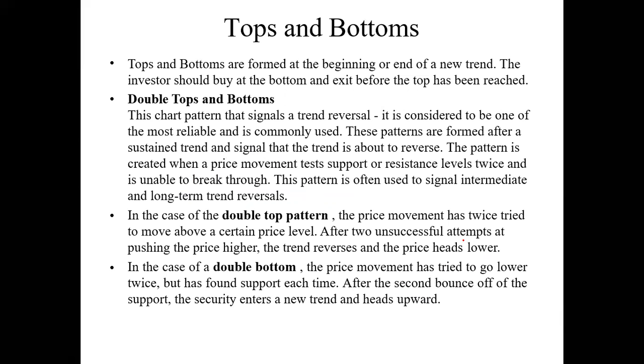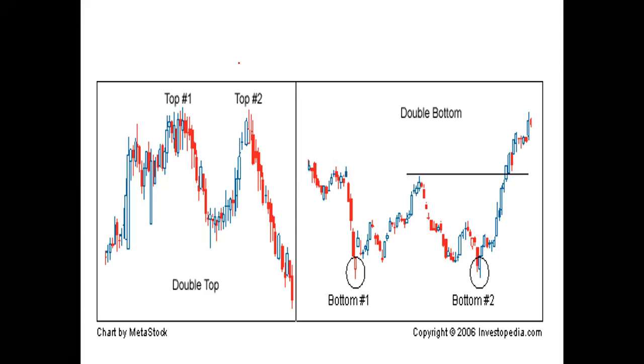Next come the tops and bottoms. Tops and bottoms are formed at the beginning or end of a new trend. Investors should buy at the bottom and exit before the top has been reached. And we have double tops and bottoms also. We can see it here. In the double top, we have top 1 and top 2, and two tops. When it comes to the double bottom, we have two bottoms here. So these are called double top and double bottom.